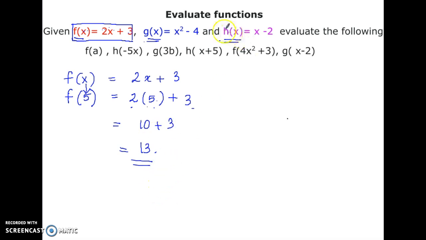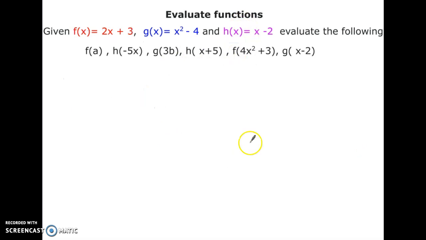So evaluate just means change the value of x and plug in the new value, or substitute the new value that is given to you, and simplify the expression and get the answer. That's what it means by evaluating functions. So now let's do the problems that are given on the screen.